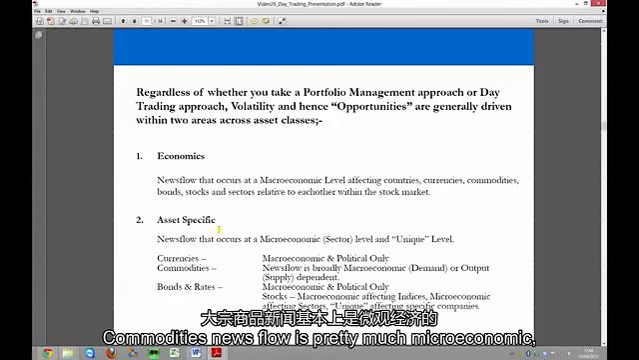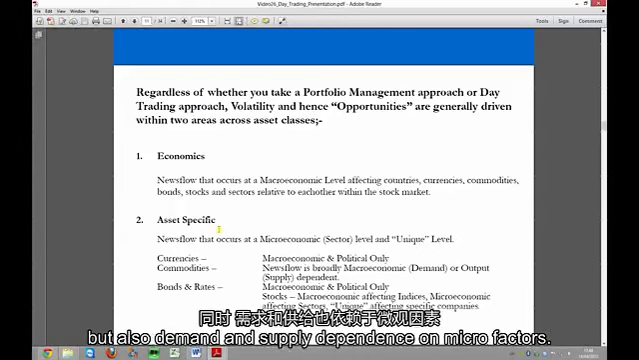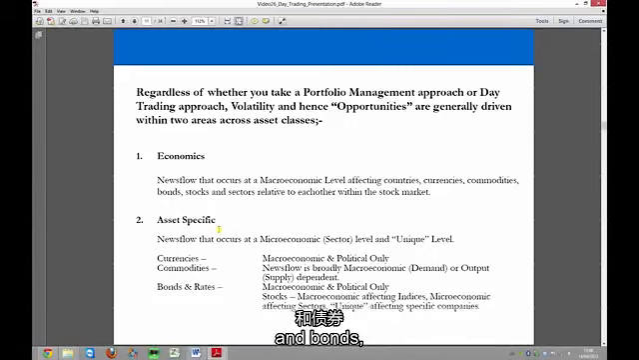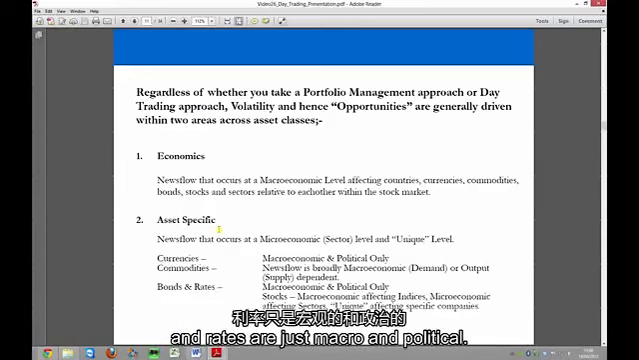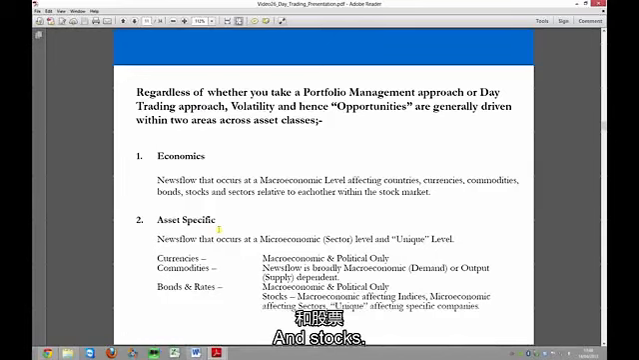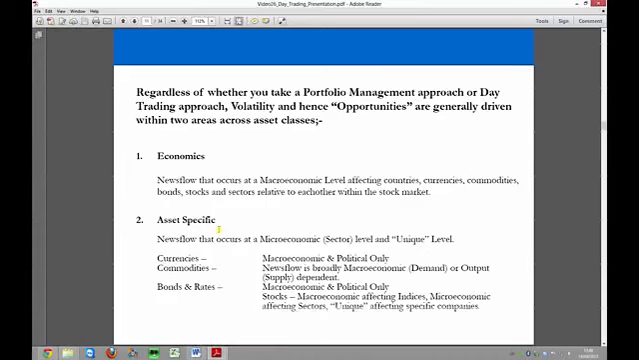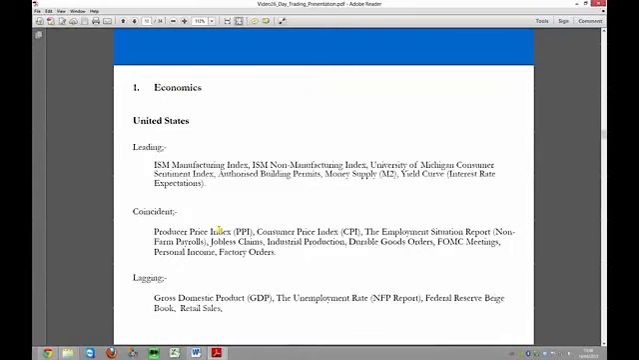Commodities news flow is pretty much macroeconomic, but also demand and supply dependent on micro factors. So there are micro factors that affect the supply chain and demand to commodities, and bonds and rates are just macro and political only. And stocks, macroeconomic news flow affects indices, and micro affects sectors and unique specific situations, so companies themselves.